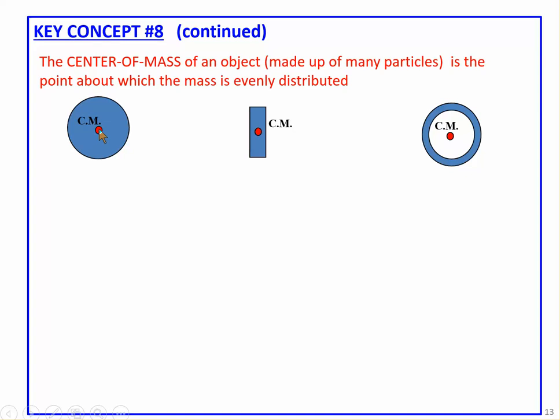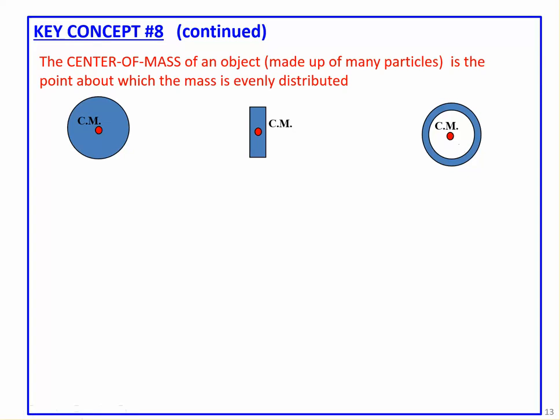So in this example, the center of mass of this disk lies right there at the very center. For this stick, the center of mass lies right there. For this ring, the center of mass lies right there. It's the point in space about which the mass is evenly distributed. By the way, there doesn't actually have to be any mass at the center of mass. Like in this ring, all the mass is in the ring. There's no mass here in the hollow part, but nonetheless the center of mass, this special point that we're going to focus on, is there, right at the center.